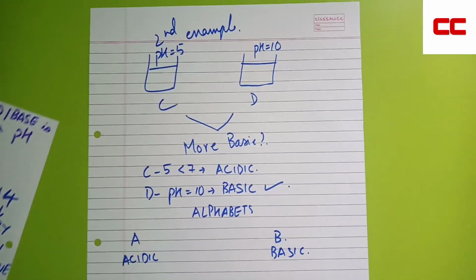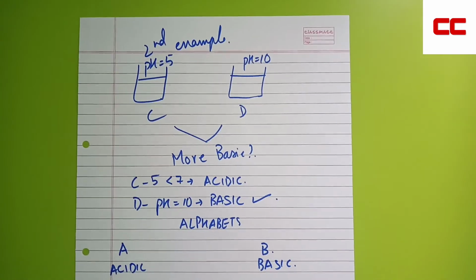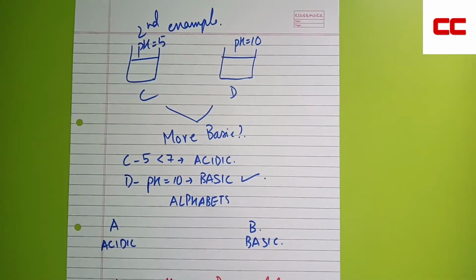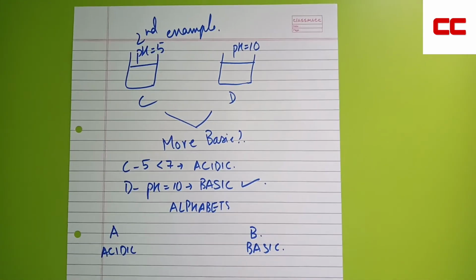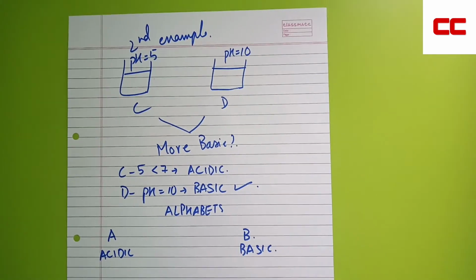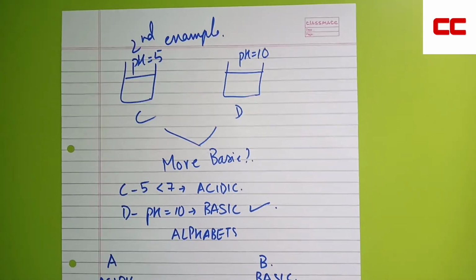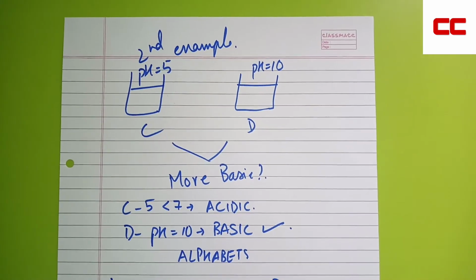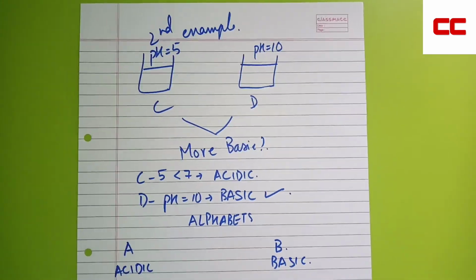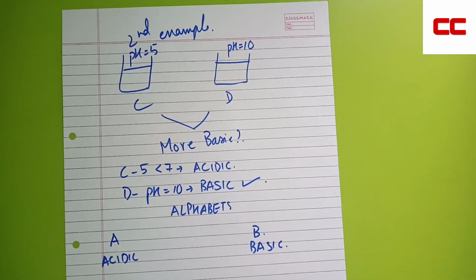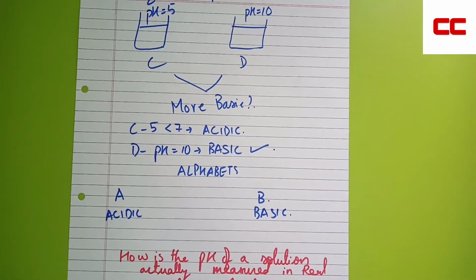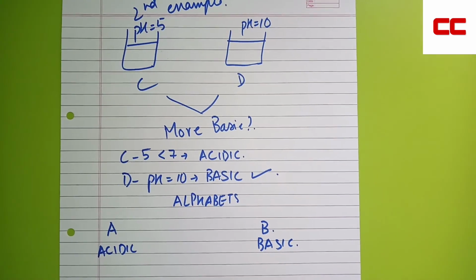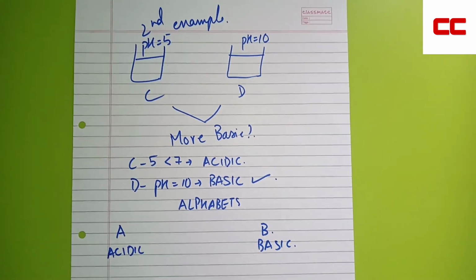And coming to the second example, pH is 5 in container C and pH is 10 in container D. So which is more basic? If you have carefully observed, in container C the pH is 5, which is less than 7. That means it is acidic. It may not be that strong an acid, but it's still an acid. But if you take container D, the pH is 10. That means it is a very good base. So the question is which is more basic. So obviously D is more basic.